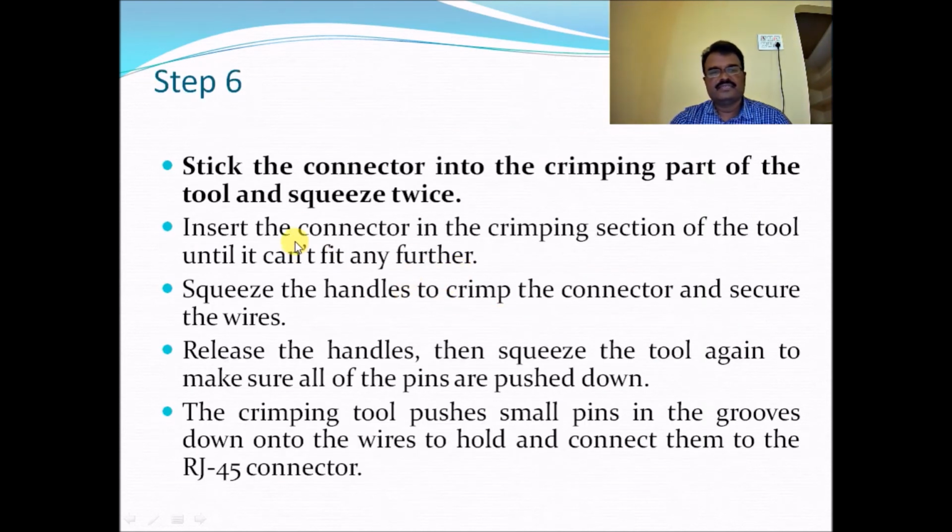So here, stick the connector into the crimping part of the tool and squeeze twice. Insert the connector into the crimping section of the tool until it cannot fit any further. Squeeze the handles to crimp the connector and secure the wires. Release the handles, then squeeze the tool again to make sure all of the pins are pushed down. The crimping tool pushes small pins in the grooves down into the wires to hold and connect them to the RJ45 connector.